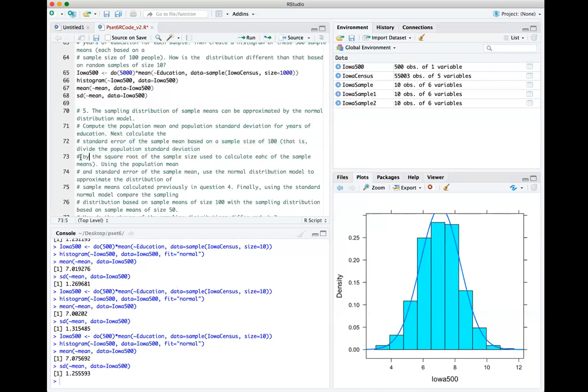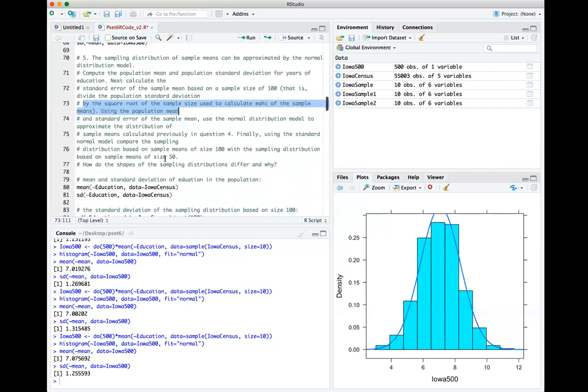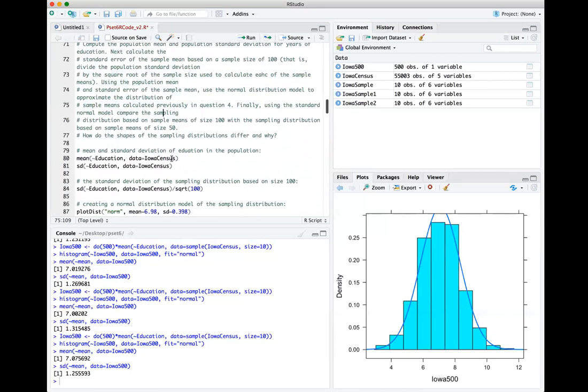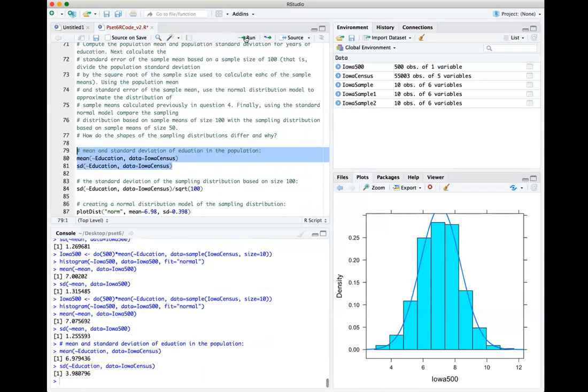And we do this by, if we look at the equation from the reading, it's sigma divided by the square root of n, where n is our sample size. So we take our sample standard deviation, which is our best guess at the population standard deviation, and we divide it by the square root of our sample size. Here are some examples, but basically, we take the mean and the standard deviation of our education variable in the population.